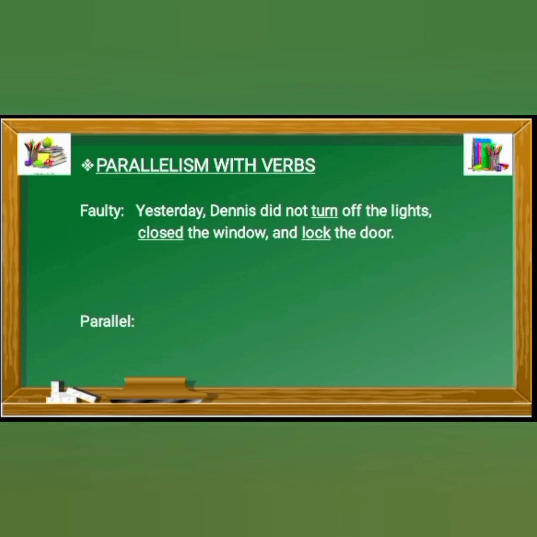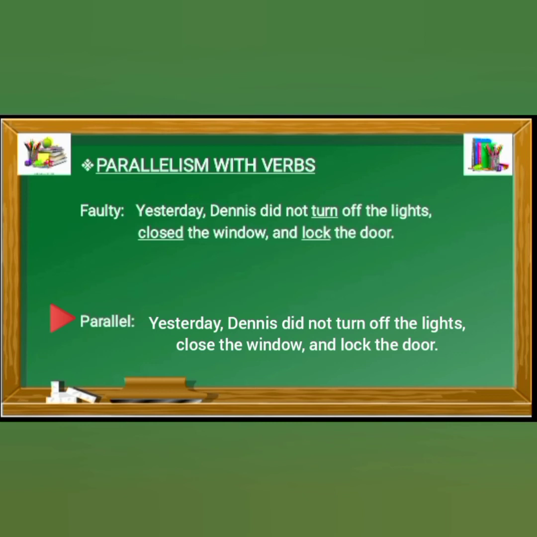In this sentence, the verbs are in different tenses. Remember to follow the same tense of verb all throughout the sentence. To fix this, try to distinguish when the action happened and then apply the same tense. For example, turn, close, and lock are all in the present tense. This is the parallel or the correct sentence.